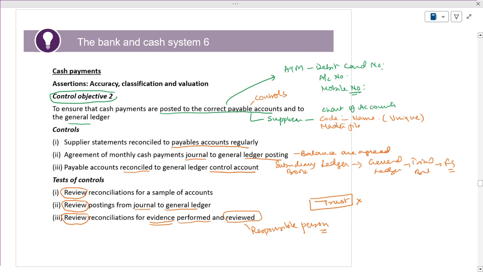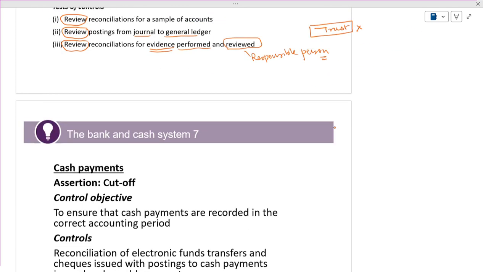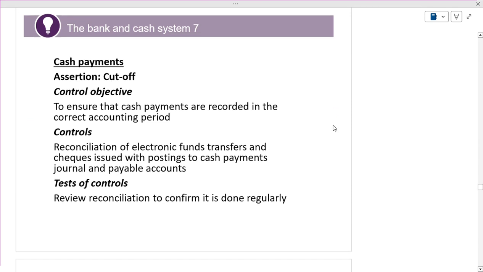When we are coming back for the question answer sessions, keep it in mind. Be thorough with these concepts. Okay, this is with respect to control objective 1. Now, cutoff we have done extensively. I don't want to take that much time here.